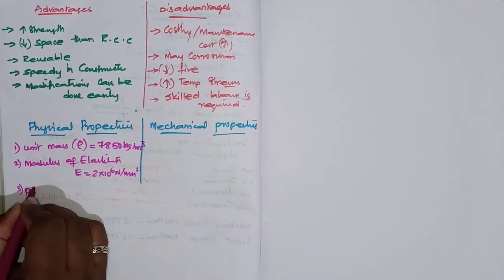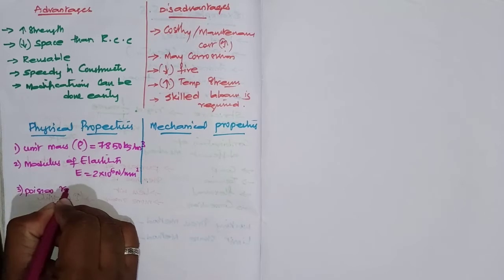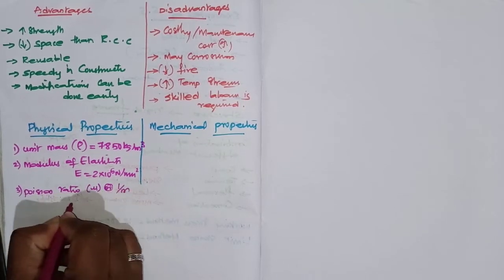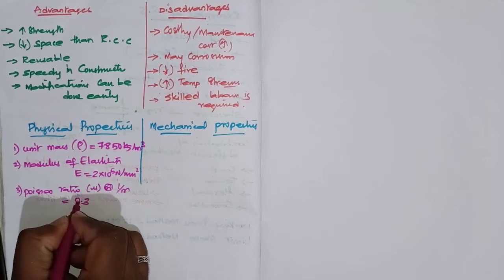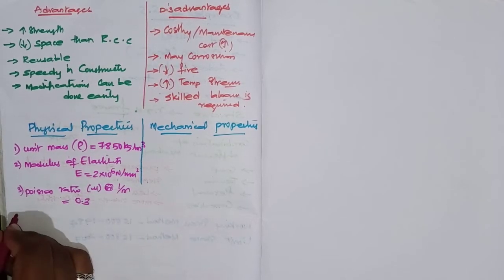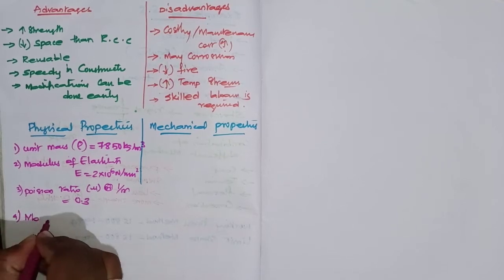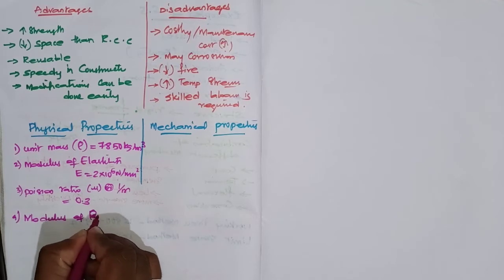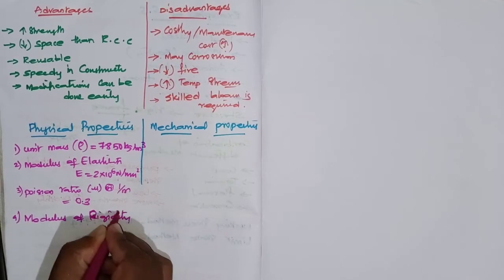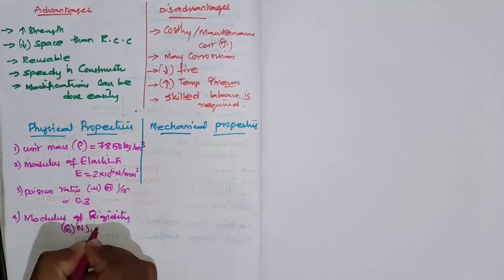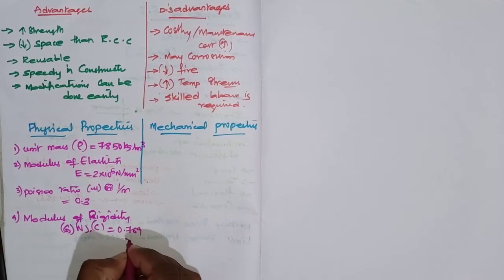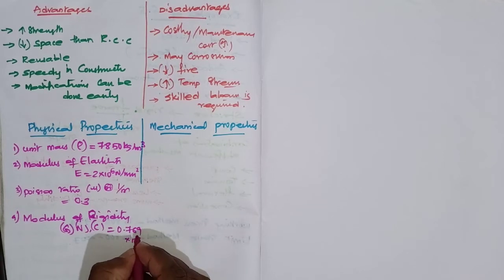And Poisson's ratio, it is defined as the ratio of what? Lateral strain to longitudinal strain, which is either mu or 1 by m, which equals 0.3. And coming to the modulus of rigidity, it can be denoted by G, N or C. Some textbooks write G, some write N, or some write C, which equals 0.769 into 10 power 5 Newton per mm square.